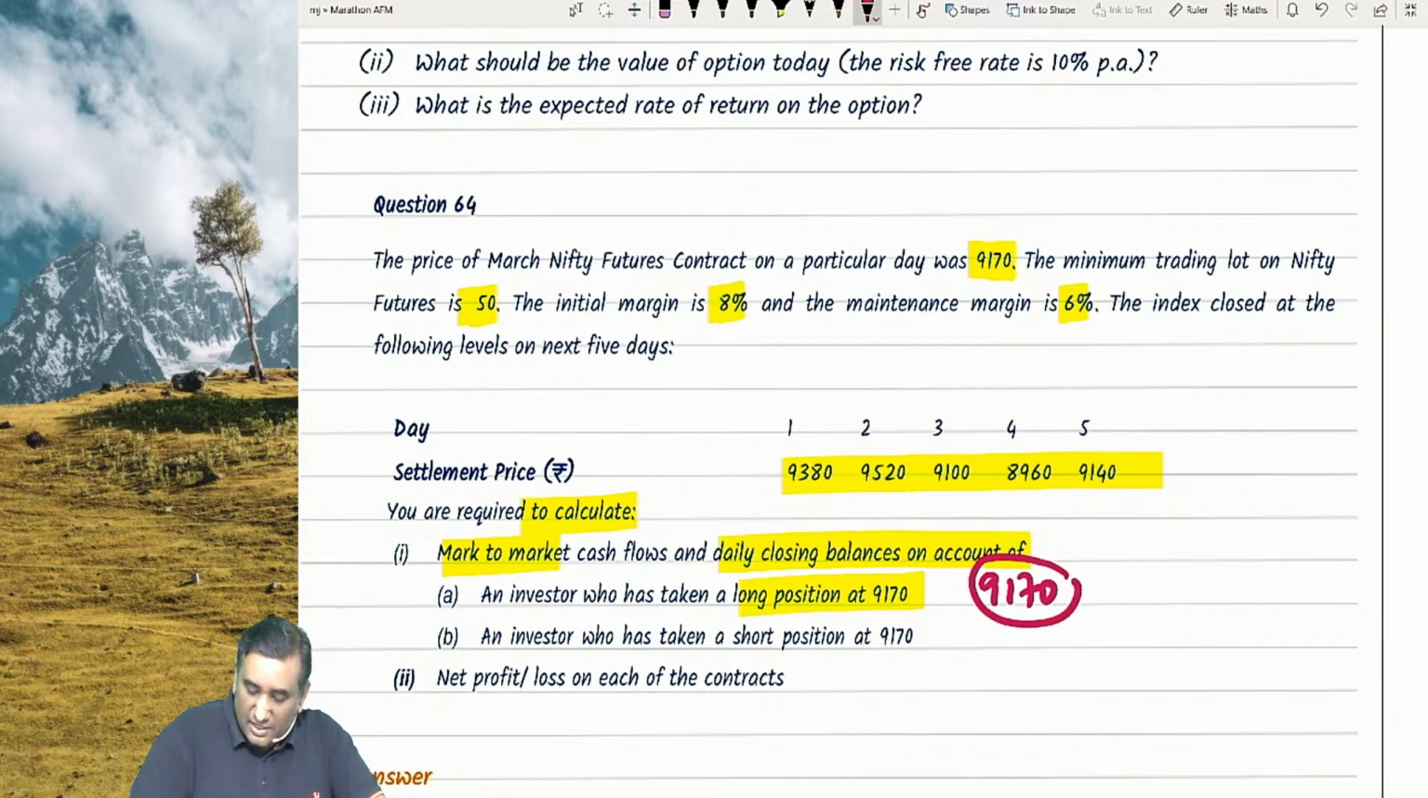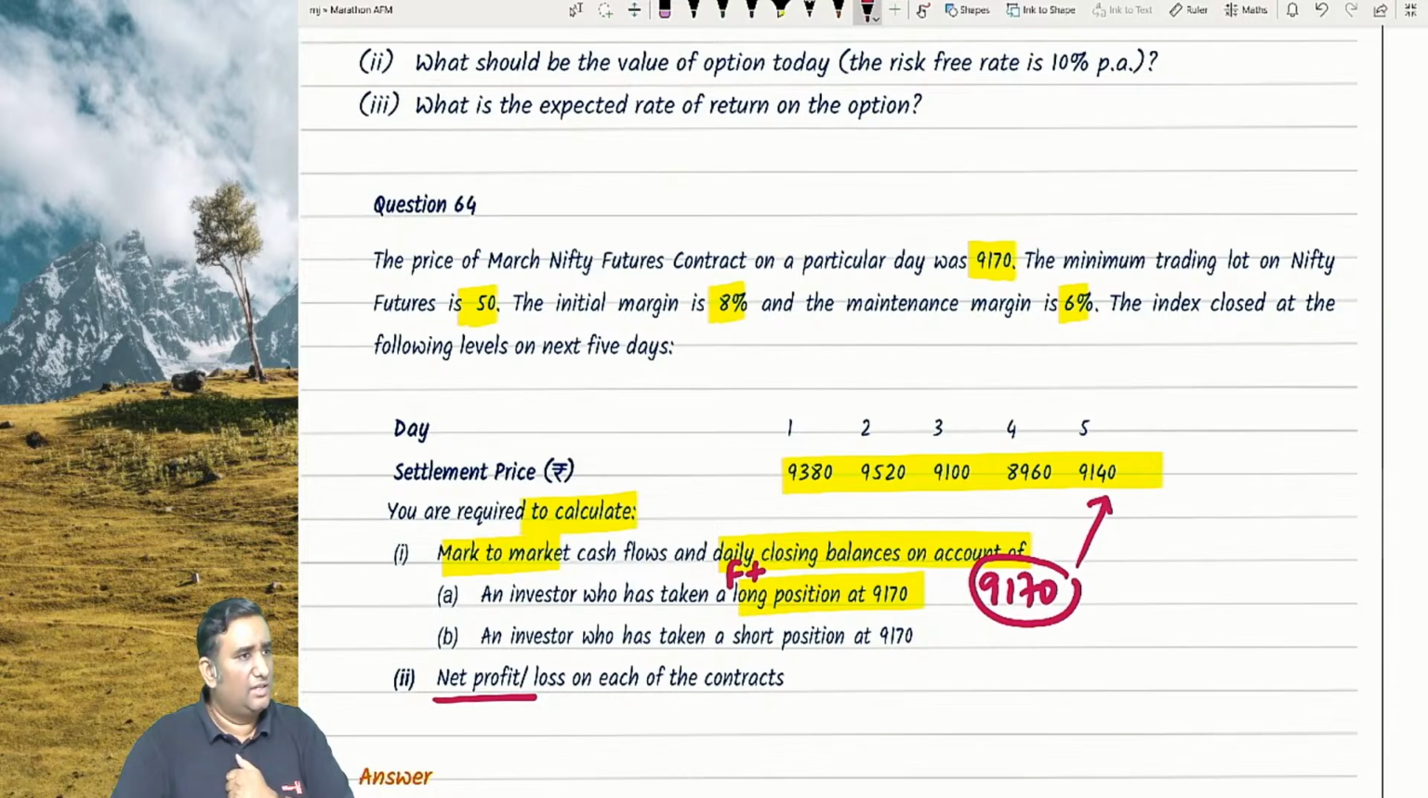Now let us first do one thing. What would the answer come next, sir? He is asking net profit or loss, no? Long position means he is long: F plus at 9170, and at the end it becomes 9140. Your F plus price has fallen down. How much loss? 30 into 50, that is 1500 for a long. And someone who has taken a short position, it will be a gain.